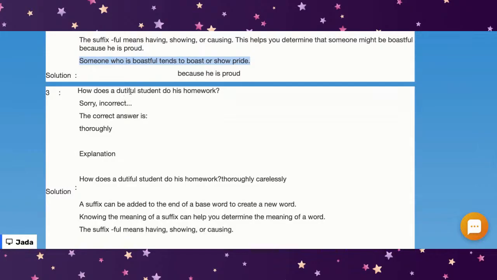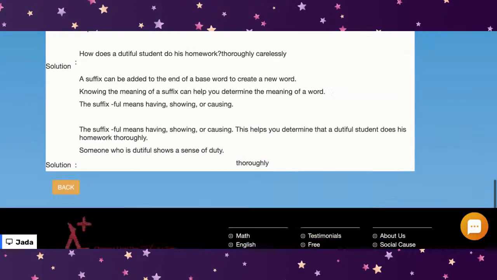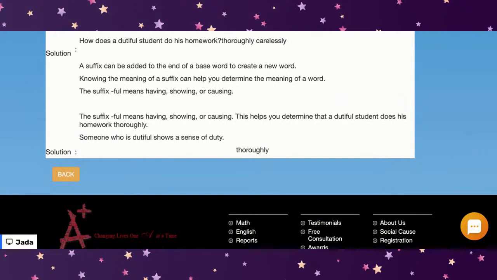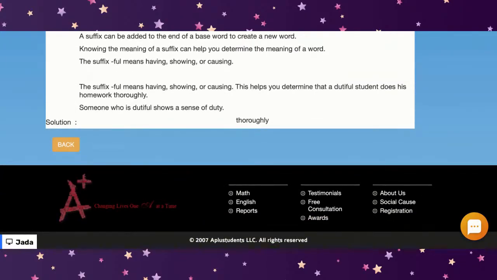How does a dutiful student do his homework? A dutiful student will do his homework what? Thoroughly. So if you're dutiful, you do your homework thoroughly, okay? You show a sense of duty. You know your duty and you do it. That is what a dutiful student will do.